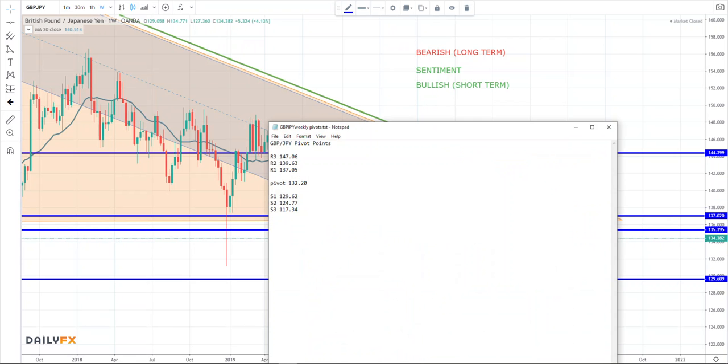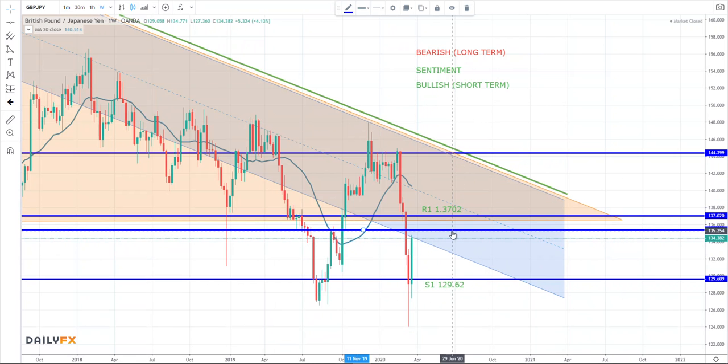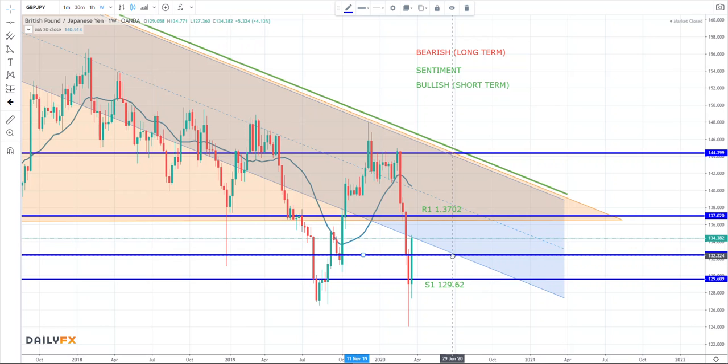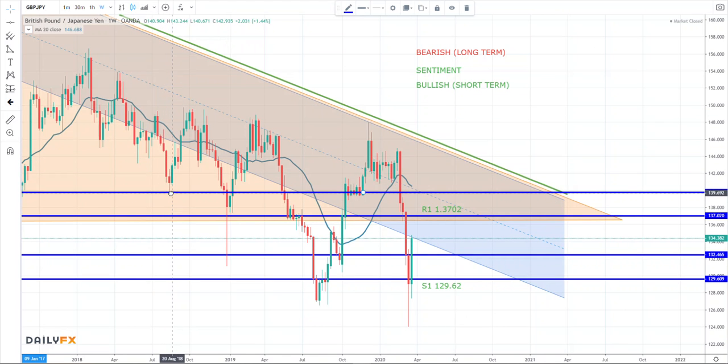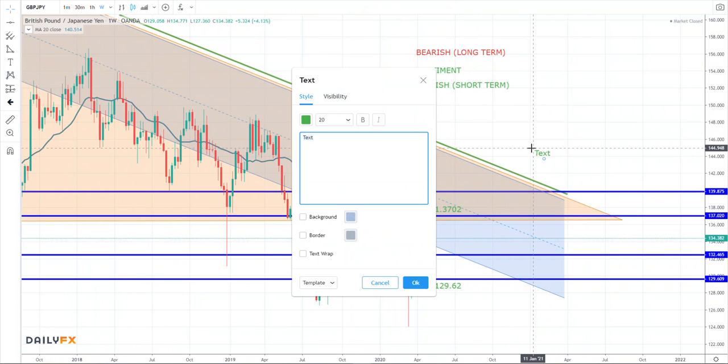Where's our pivot? Our pivot's at 132.20. So we can drag this down here. That's our pivot. That's our R1. That's our S1. Let's look at where R2 would be. 139.63. So we can draw this one here. 139.63. We can see that other price shelf, right? Another triangle, another layer of that triangle. So R2.